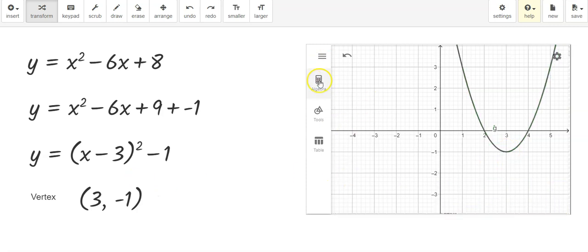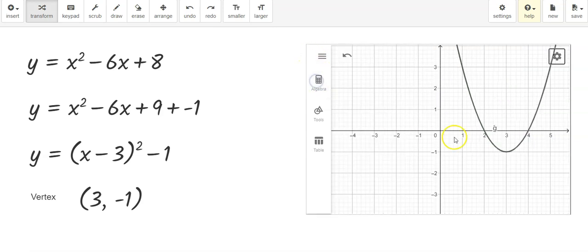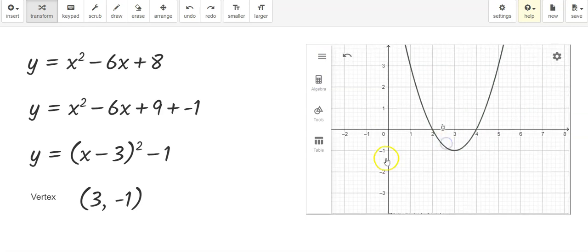There's my algebra. Click on algebra and you'll see your two functions here. The first function was f. They called the second function g. And so that's the way you check to see that your two functions are giving you the correct vertex.